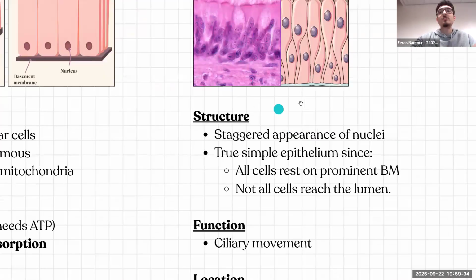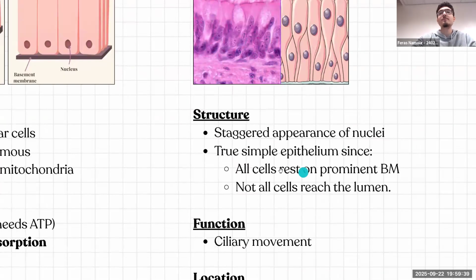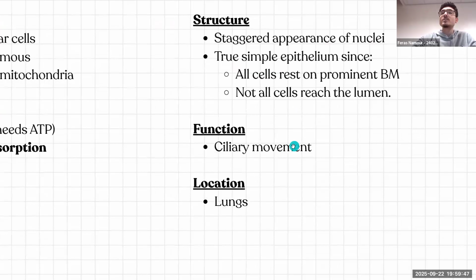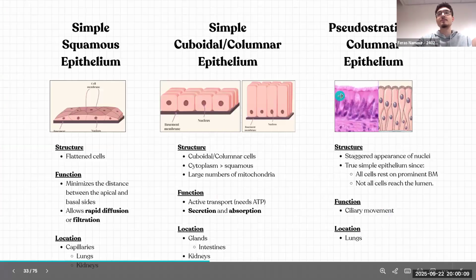It's important to note the structure of pseudostratified epithelium, with its staggered appearance of nuclei, but it's truly simple because all of them rest on the prominent basement membrane. And its function is ciliary movement. Remember when we talked about cilia earlier on? Cilia is a kind of apical specialization. We're going to talk about it, but it's responsible for moving things. And we can see cilia right here. This is specifically found in the lungs, nowhere else.